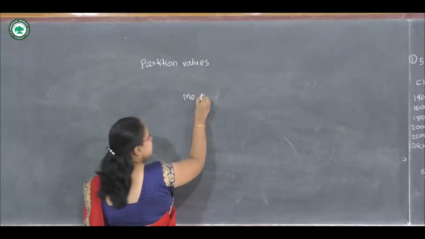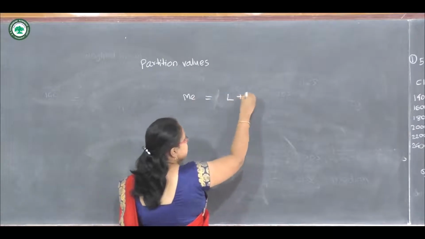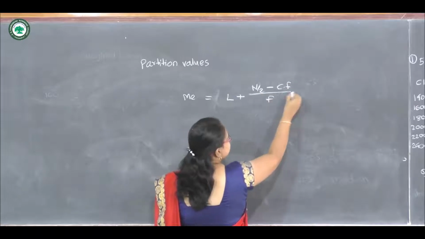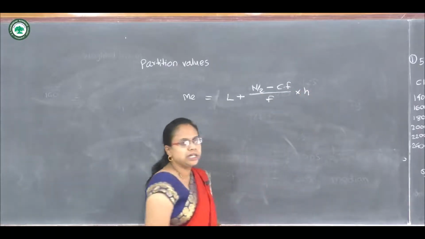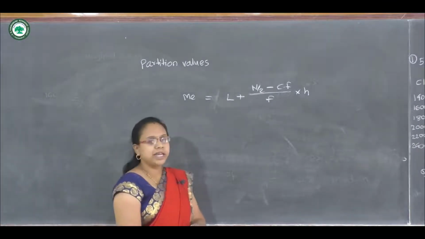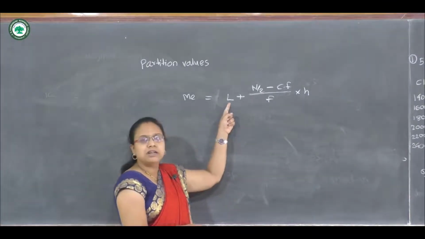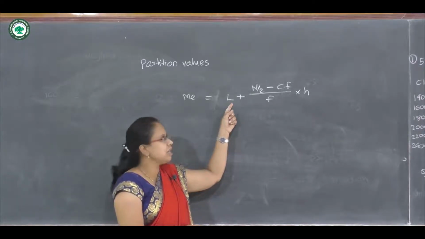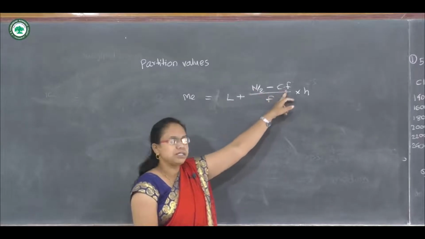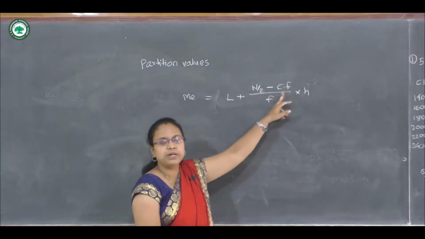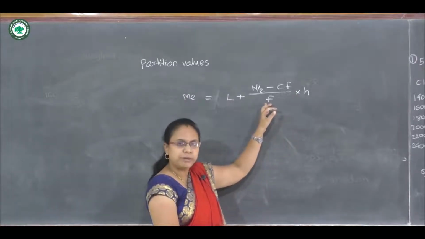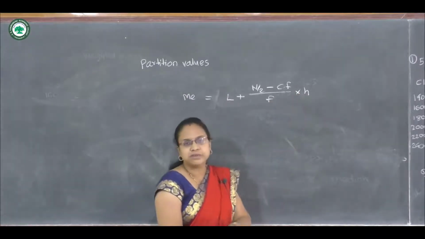So our median equals L plus (n upon 2 minus Cf) divided by F, into H. Here we are first calculating the median class, then L is the lower limit of that median class, n upon 2 means total number of observations upon 2, this is minus Cf. Cf means cumulative frequency of the pre-median class, F is the frequency of the median class and H is the class width.